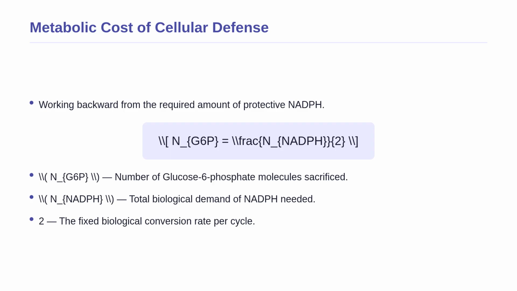By dividing the total required protective molecules by the yield per cycle, we isolate our unknown input variable. This tells us exactly how many glucose molecules must be sacrificed, giving up their potential ATP energy to save the cell from destruction. If the oxidative stress increases, the demand for glucose diversion increases proportionally.